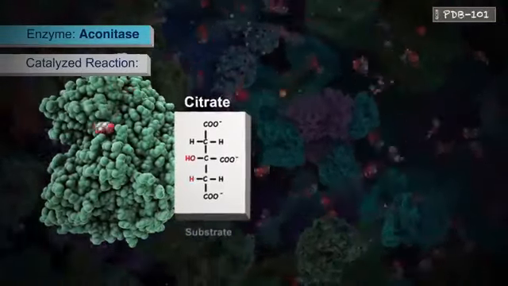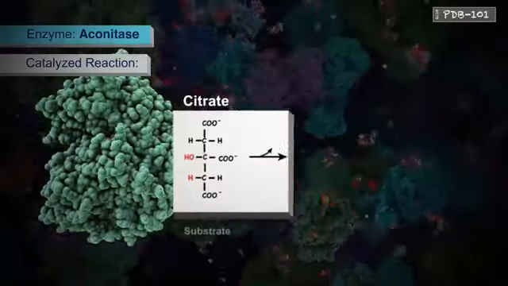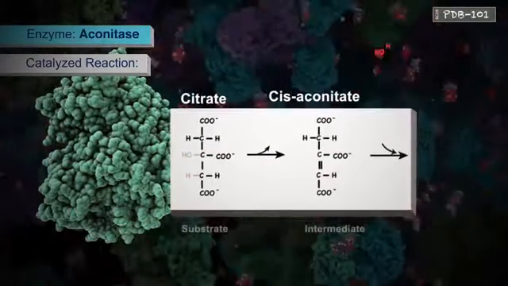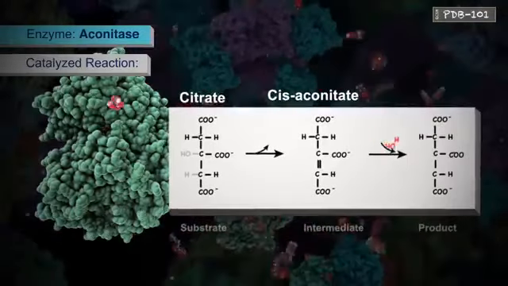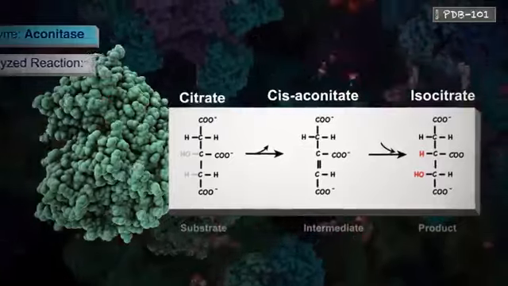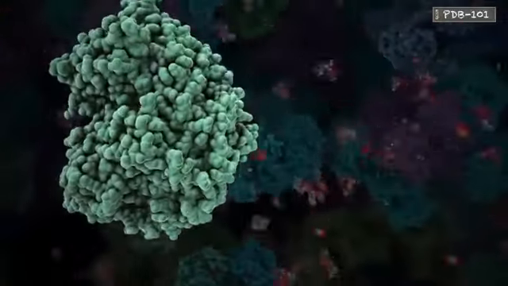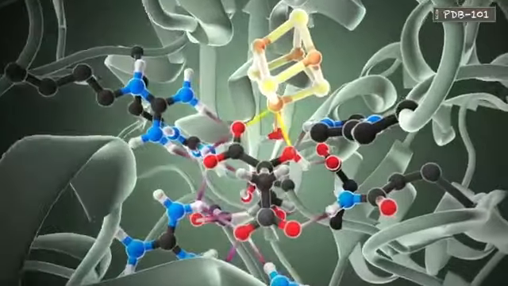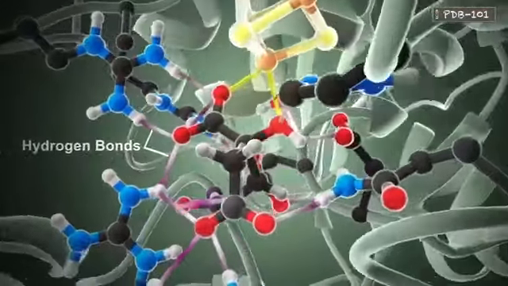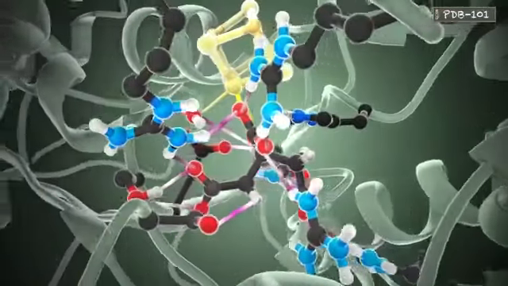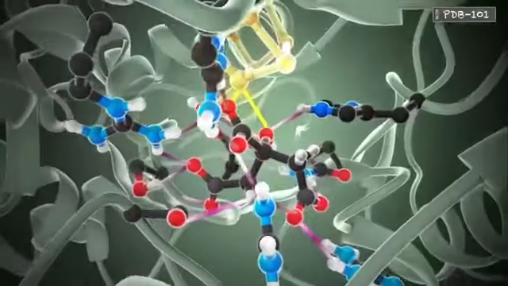Aconitase binds to its substrate citrate and removes a hydroxyl group and a hydrogen atom to form the intermediate cis-aconitate. It then adds the hydrogen and hydroxyl back in slightly different positions to form the product isocitrate. In the active site, some amino acids are perfectly positioned to recognize the substrate and hold it in the optimal position for the reaction to begin. Some amino acids are involved in recognizing and holding the substrate. Other amino acids are directly involved in catalysis.